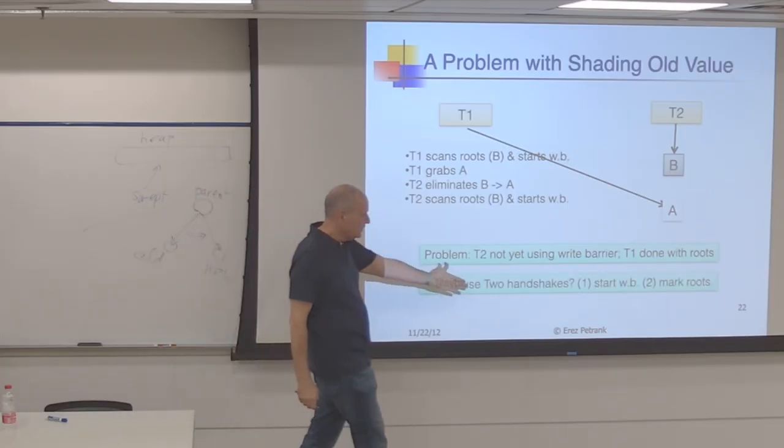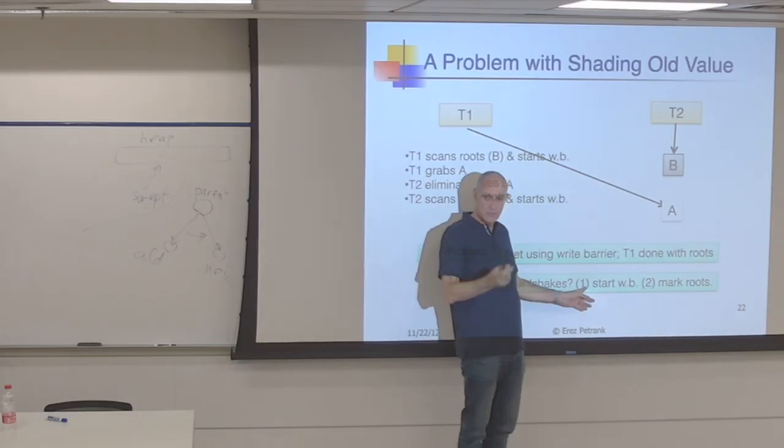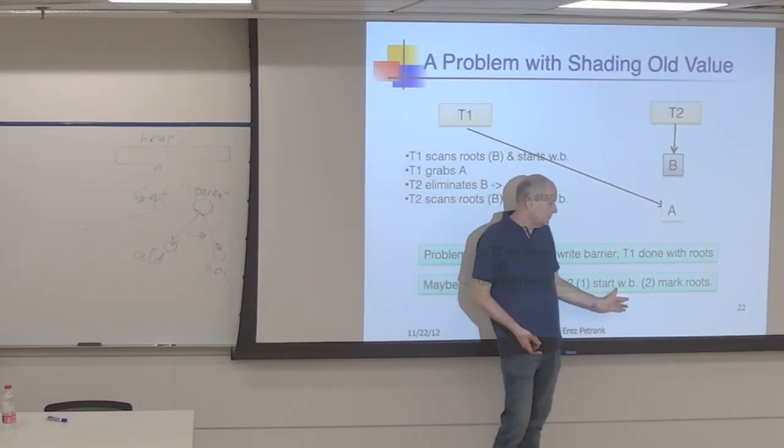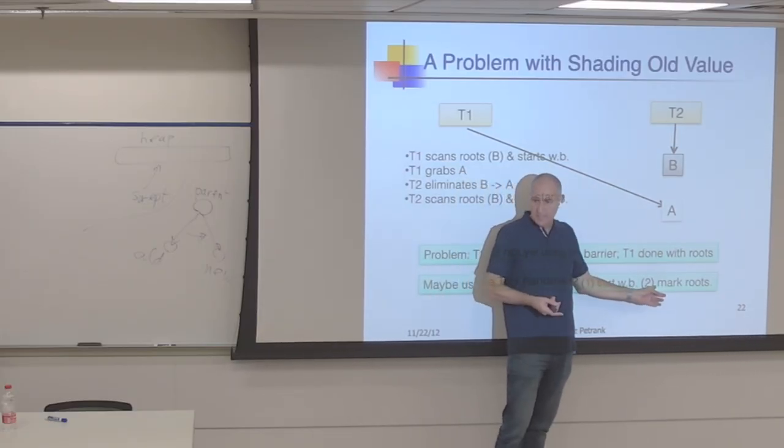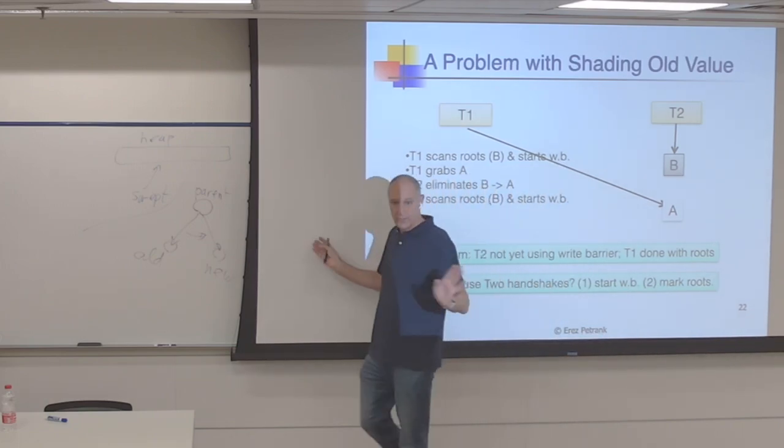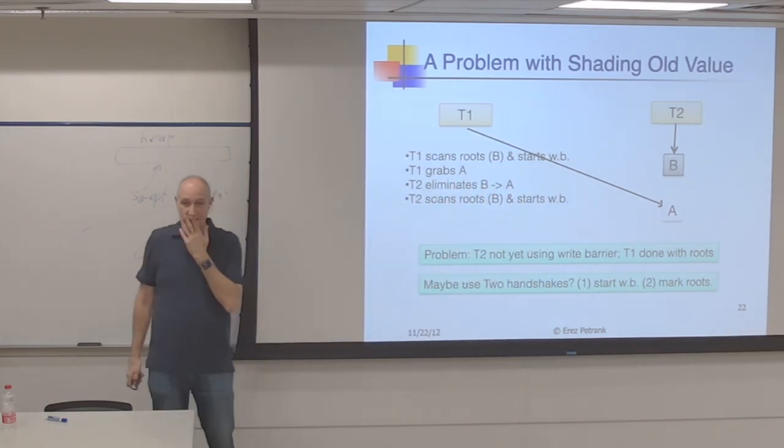So we'll just use two handshakes. The first time I respond to the collector, I start the write barrier. When I respond the second time, then I shade all that's reachable from my roots. A question? Yeah.